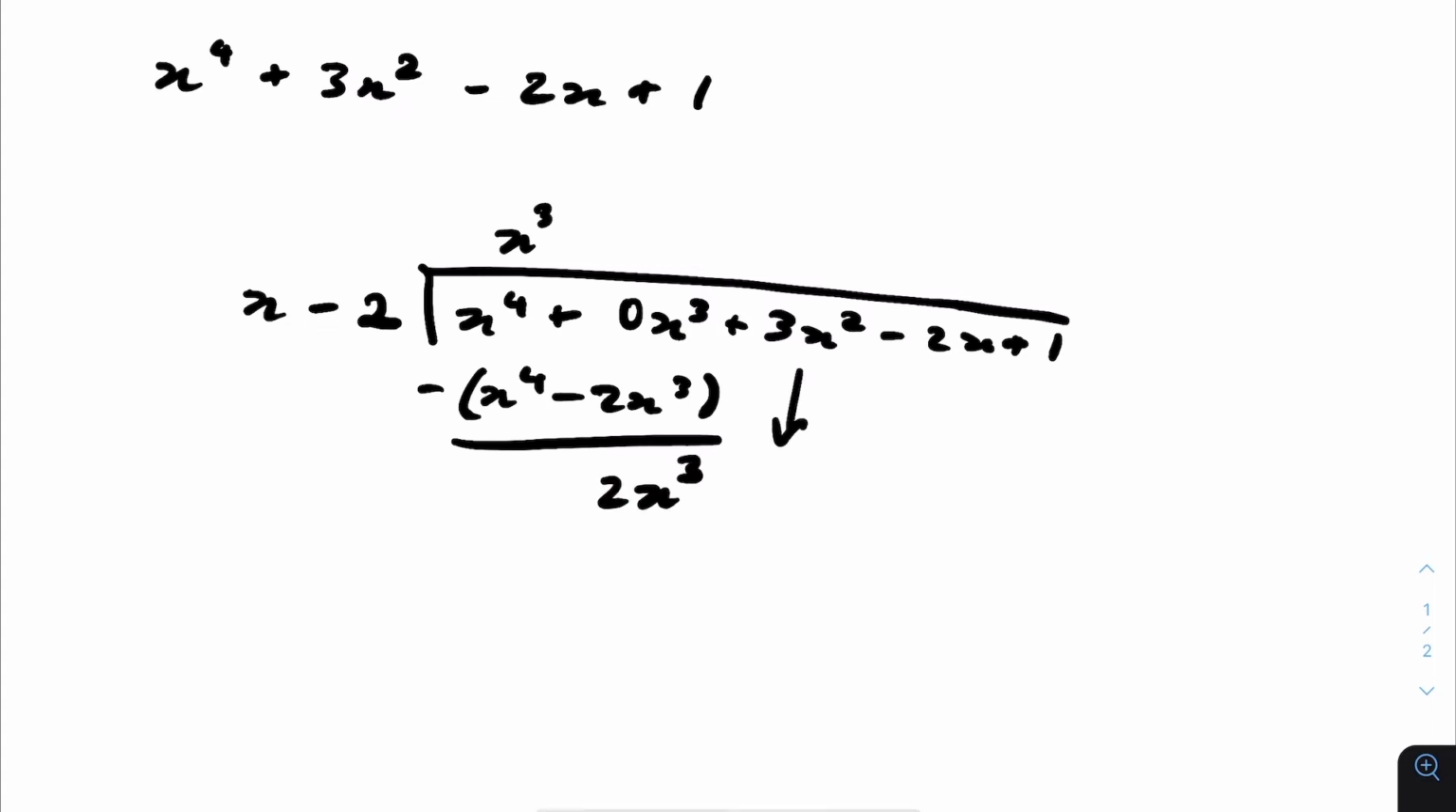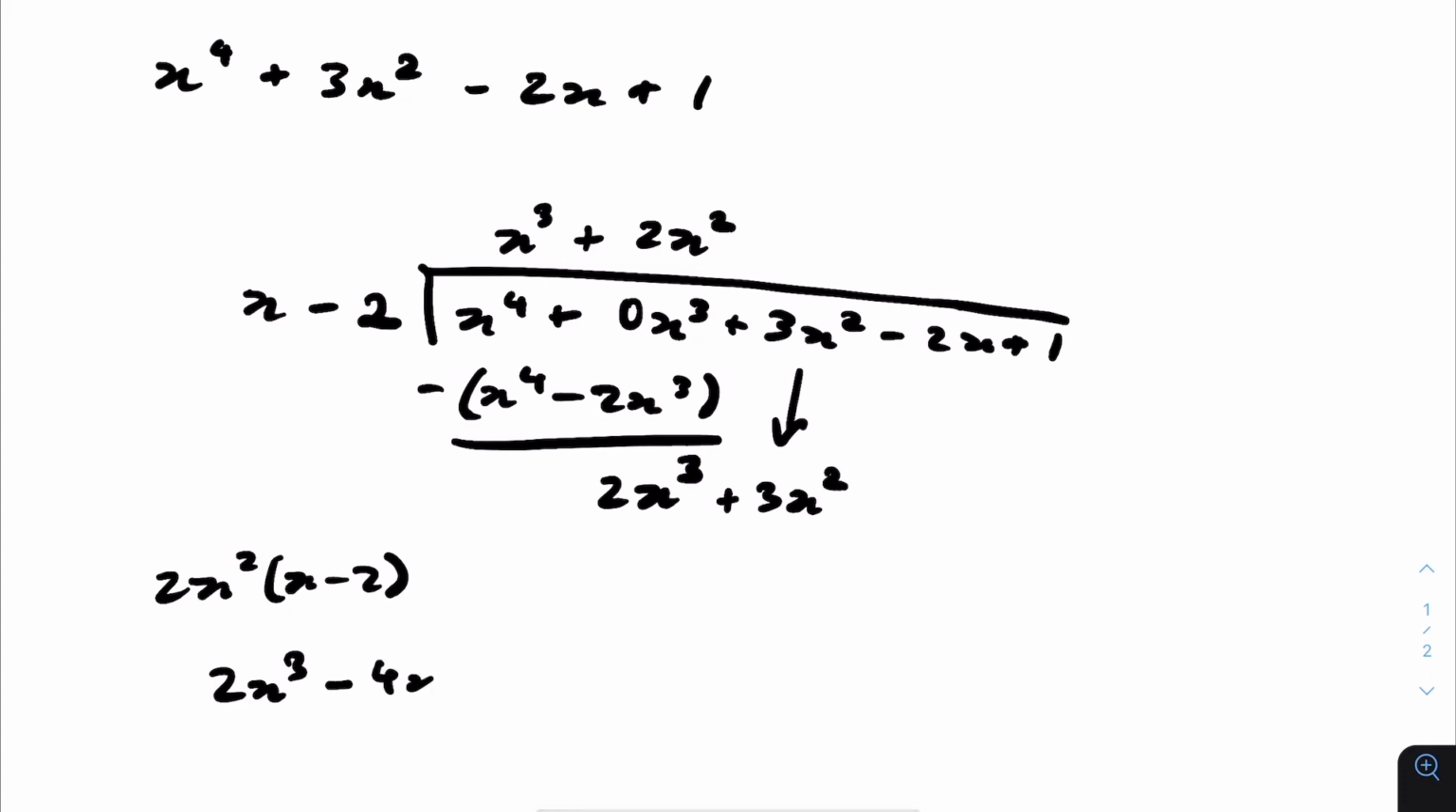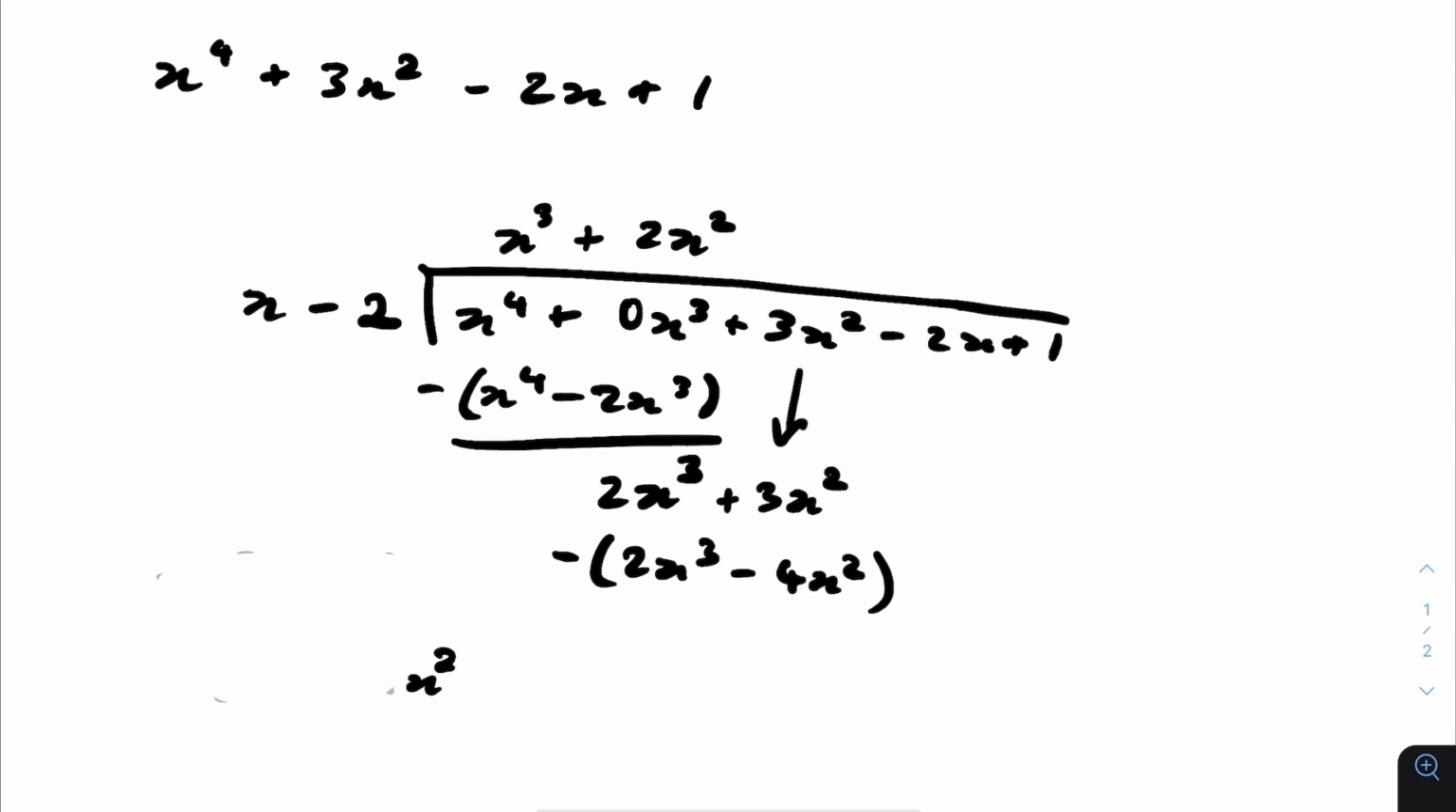Now we bring the 3x squared down, and we consider how many times does x minus 2 go into 2x cubed plus 3x squared. So we'll look at the biggest x term in each part, and to get from x to 2x cubed, we need to multiply by 2x squared. So our next term is 2x squared. Now when we multiply 2x squared by x minus 2, we get 2x cubed minus 4x squared. So we're going to subtract from that. And when we do this, the 2x cubes cancel out as we wanted them to. And we are left with 3x squared minus 4x squared, which is just 7x squared.